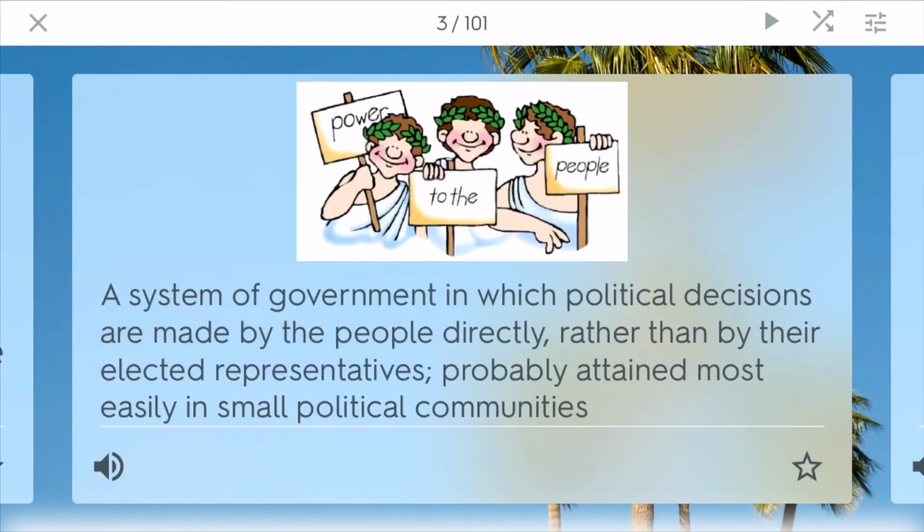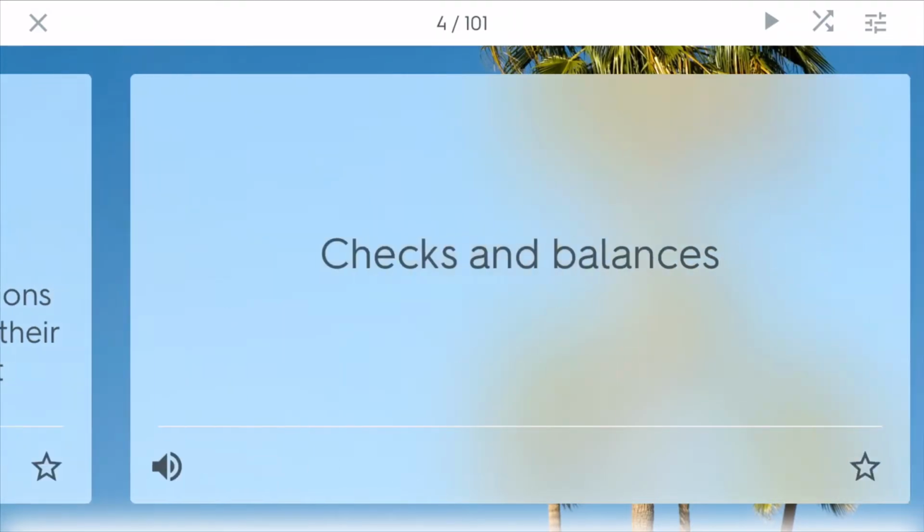Direct democracy. So this is a system of government that came from Greece, and in this type, political decisions are made by the people directly, so there aren't elected representatives or the elite to make decisions for them. And it's probably best attained in small political communities because it's easier to organize and get everyone's vote that way.